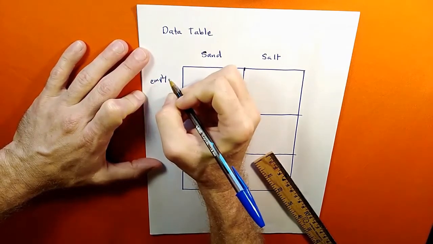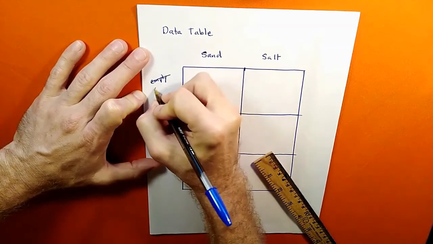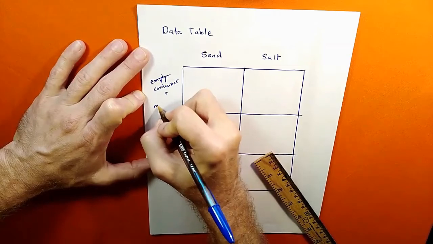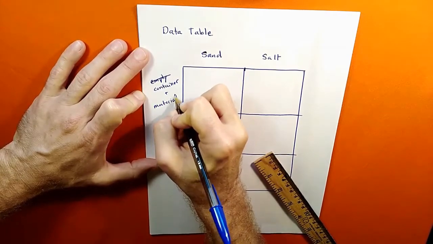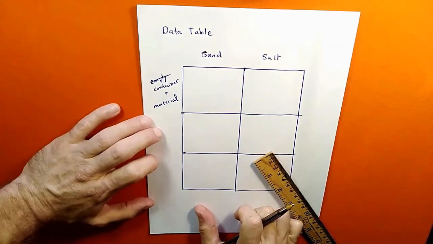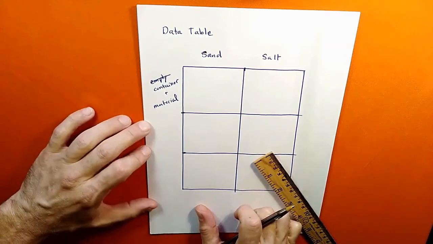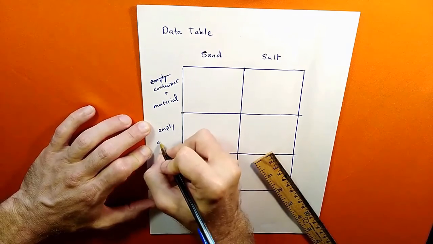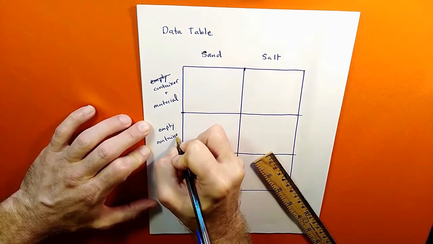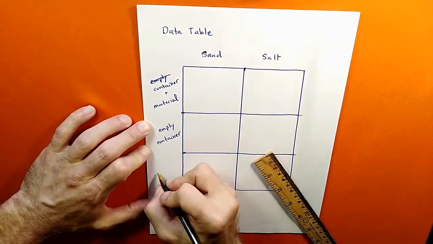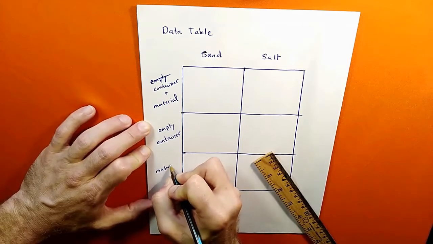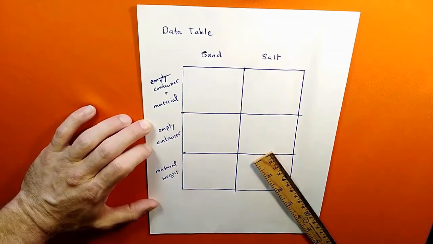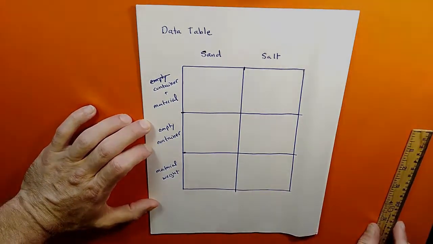We're going to put in this first row the container plus the material that we collected. And then this second line is going to be the empty container, and then I can subtract these two to get the weight of the material that we recovered.